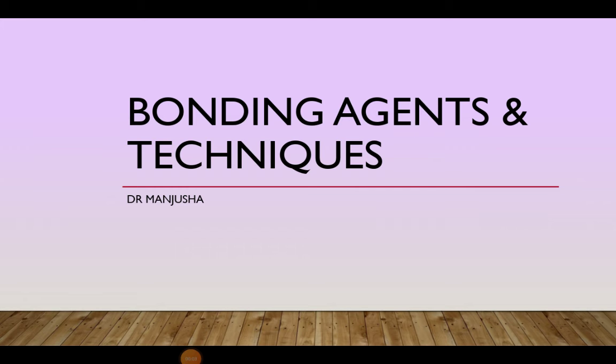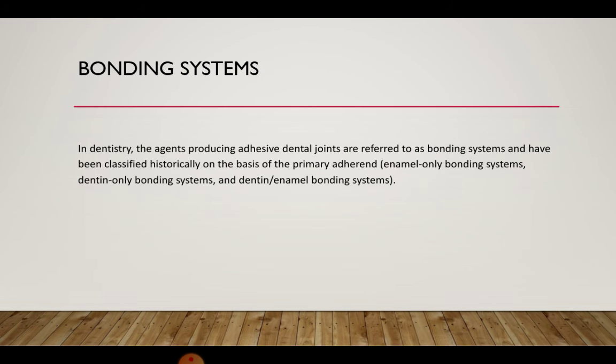Today we'll continue with the previous topic, bonding agents and techniques. Bonding systems. In dentistry, the agents that produce adhesive dental joints are referred to as bonding systems, and they have been classified historically on the basis of the primary adherent, where they can be enamel only bonding systems, dentine only bonding systems, and dentine oblique enamel bonding systems. That means which simultaneously bond dentine and enamel.